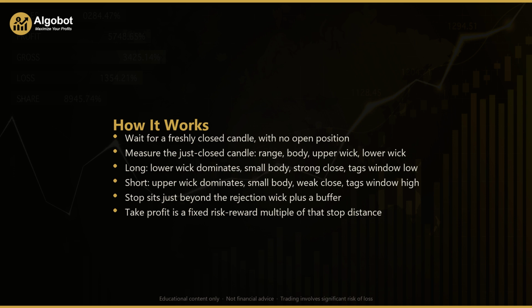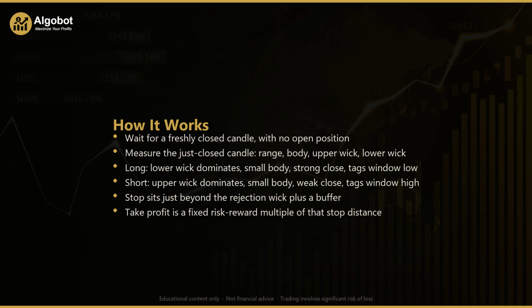Now the strategy detects direction. For a bullish hammer that signals a long, four conditions must all be true. The lower wick must be at least the wick ratio times the range, meaning the wick clearly dominates the candle. The upper wick must be no larger than the body, so there's little overhead supply. The close must land in the upper third of the candle, showing price finished strong. And finally, the candle's low must tag, or undercut, the lowest low of the lookback window. That is the rejection happening right at support.